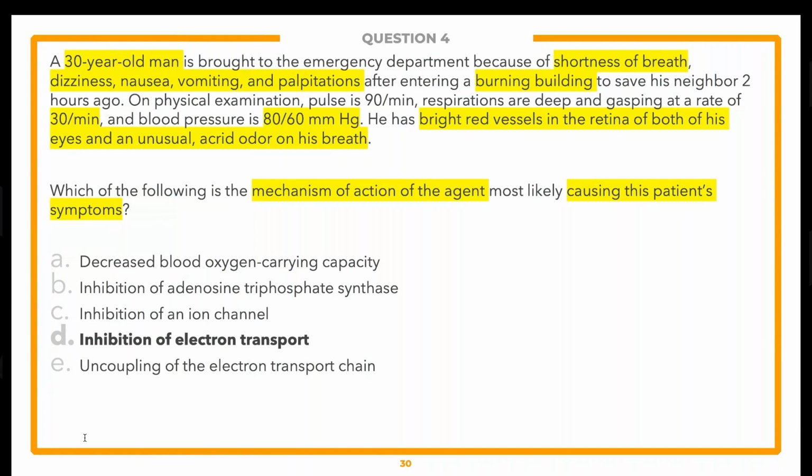Let's figure out what's going on. Option choice A was what a lot of people picked, and that is carbon monoxide poisoning, right? Decreased blood oxygen carrying capacity is characteristic of carbon monoxide poisoning.